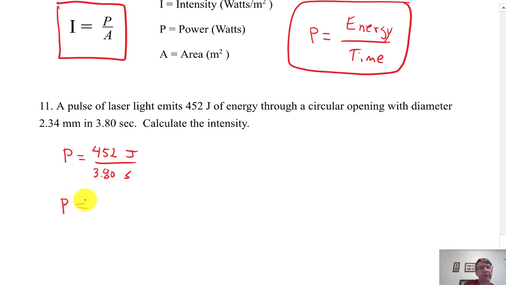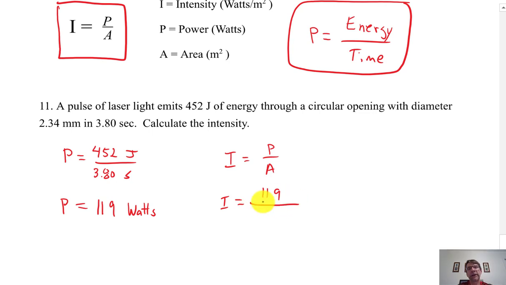So the power here is pretty straightforward. 452 joules per second, which is, for 3.80 seconds, 119 joules per second, or what we call a watt. Watts, that's the power. So the intensity is the power over the area. And the power here is 119. The area is pi r squared. The area for a circle is pi r squared.